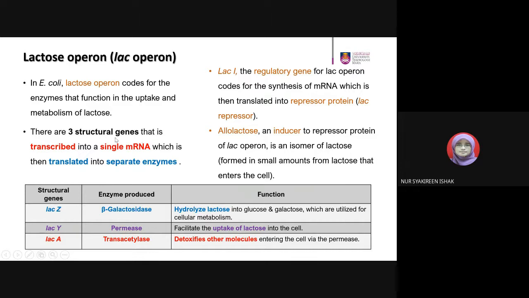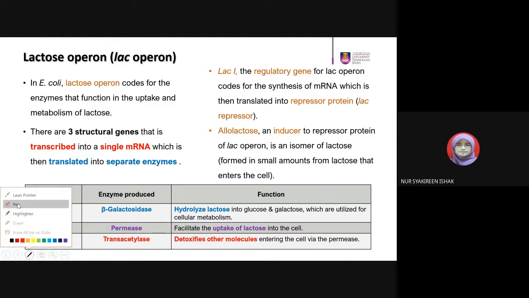You have three genes, and the three genes will be transcribed into one mRNA strand, which is then translated into three different enzymes. Okay, so lacI, which is the regulatory gene. The name of the regulatory gene is lacI here. It codes for the synthesis of mRNA, which is translated into the lac repressor. Allolactose, which is an inducer to the repressor protein of the lac operon, is an isomer of lactose formed in small amounts from lactose that enters into the cell.